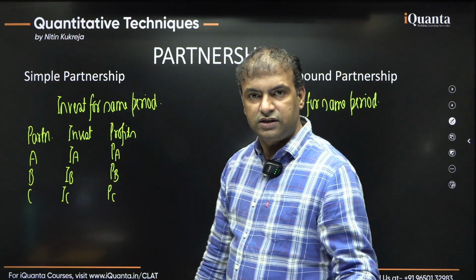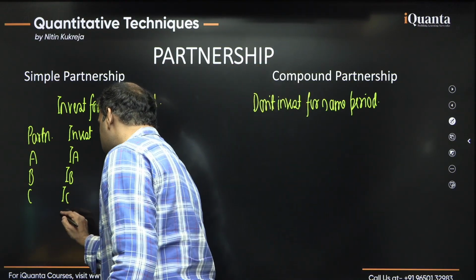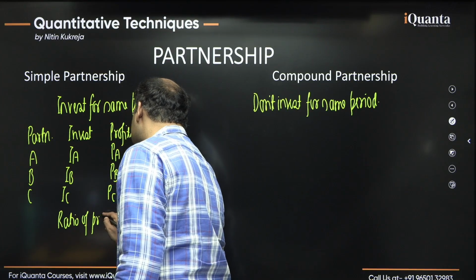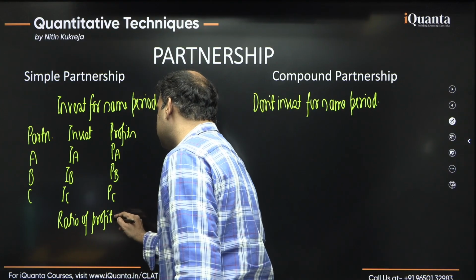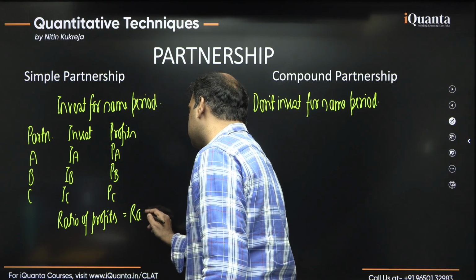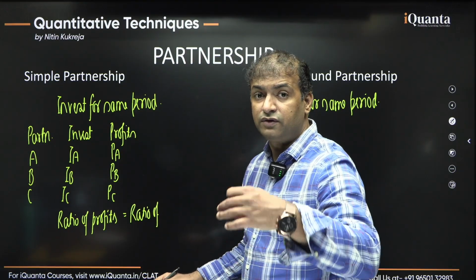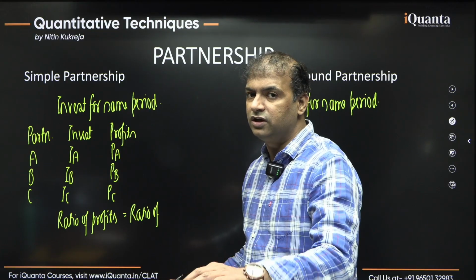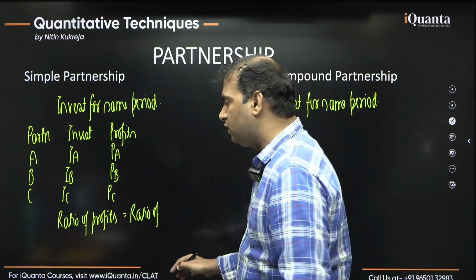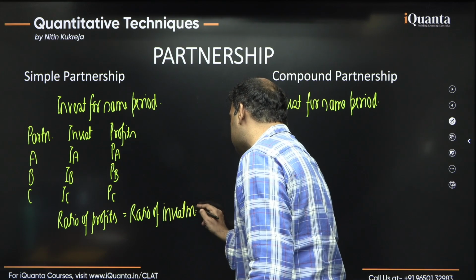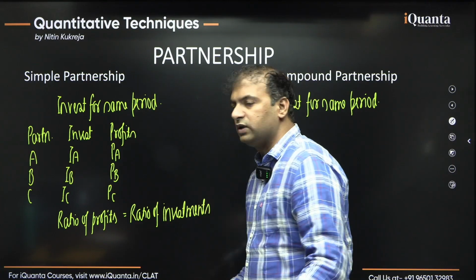So what is the concept? The concept is very simple. We shall say that the ratio of profits is nothing but the ratio of the investments, because they are investing for the same time period. That's why the time period does not play any role in this concept. Because they are investing for the same time period, the only thing that matters is the amount of investment they have made.